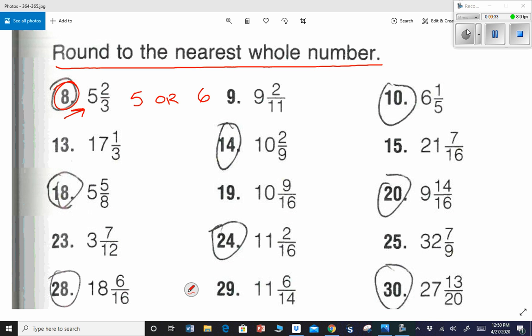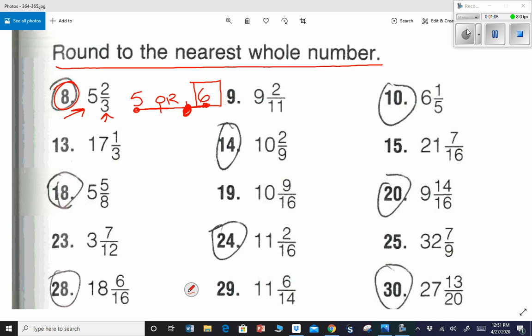Now I think that most of you recognize that 2/3, like if you get 2/3 of the cake, do you get more than half? You do. Okay, so 5 2/3, if this is the line between 5 and 6, 5 2/3 would fall right here. So it's closer to 6, okay? So the correct answer here is 6 because they want you to round it to either 5 or 6.